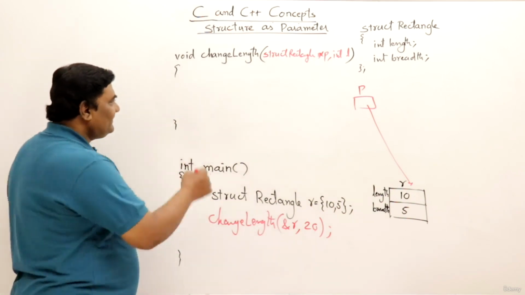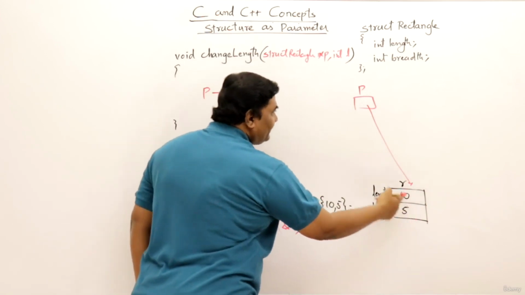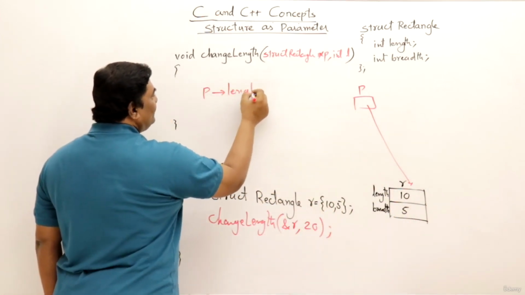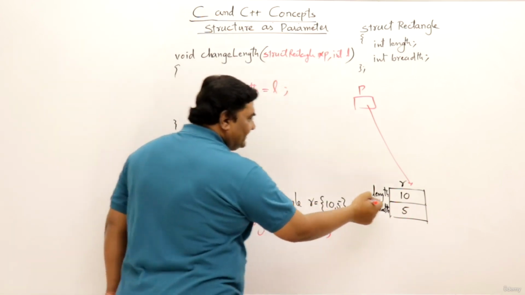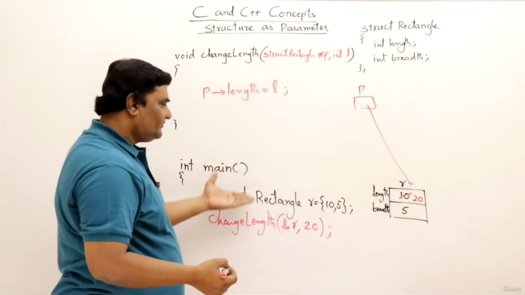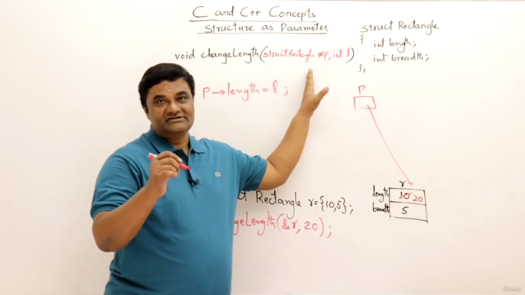I want to modify that length. So say P arrow, because for accessing this member indirectly using a pointer, we have to use the arrow. P arrow length assign L. So this length will be modified to 20. That's it. So this is how we can use call by address for the structure.